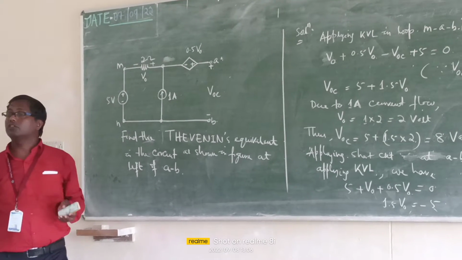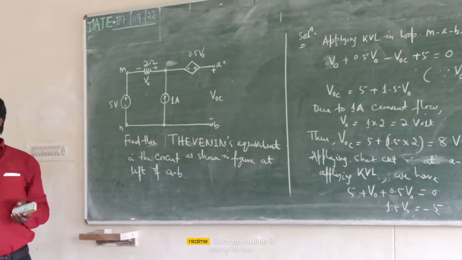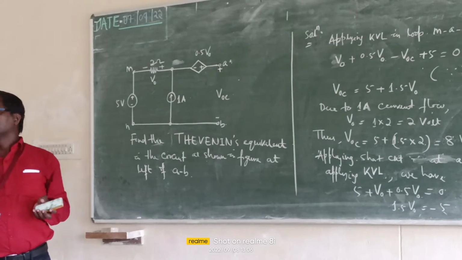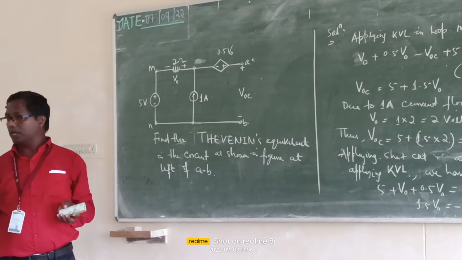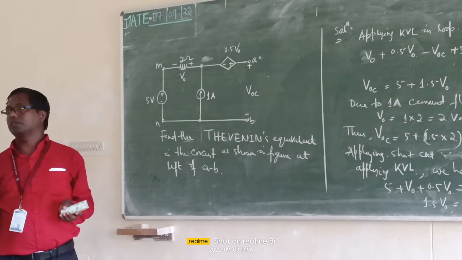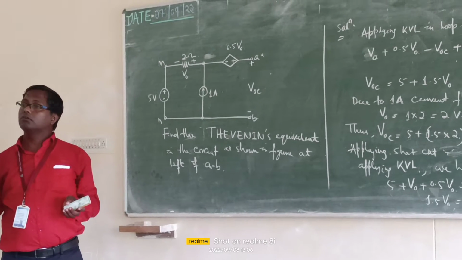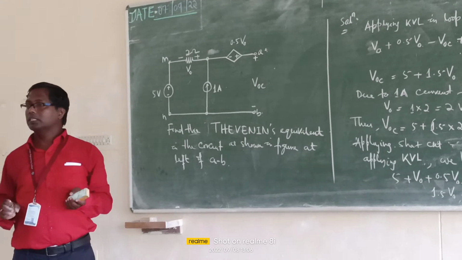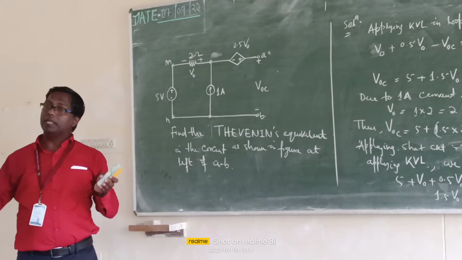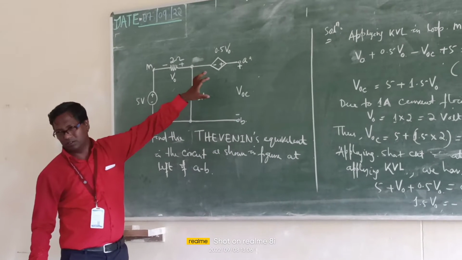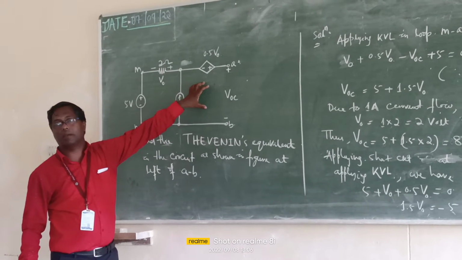What is the procedure to find the Thevenin equivalent circuit? We find the Thevenin voltage first. Thevenin voltage is the open circuit voltage. Next, what do we require? The Thevenin resistance. If the network has independent sources, then we can find the Thevenin resistance.